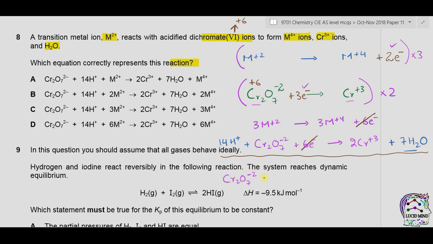Cr2O7 negative 2 plus 14H+ plus 3M+2. On the product side we have 2 chromium+3, 7 water molecules and 3M+4 ions. Now this equation is exactly similar to the one given in part C.